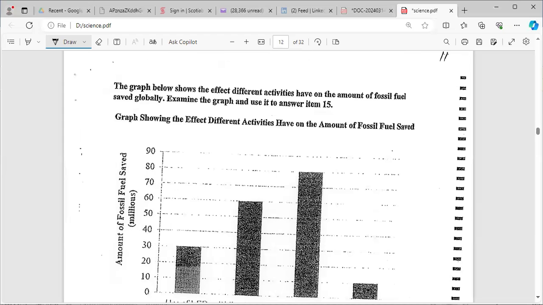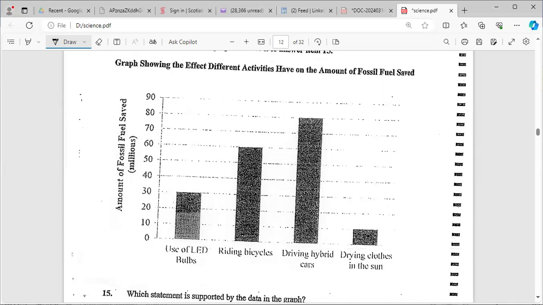The graph below shows the effect different activities have on the amount of fossil fuel saved globally. Examine the graph and use it to answer item 15. So it's a graph showing the effect of different activities on the amount of fossil fuel saved. And here we have use of LED, riding bicycle, driving hybrid cars, and drying clothes in the sun.